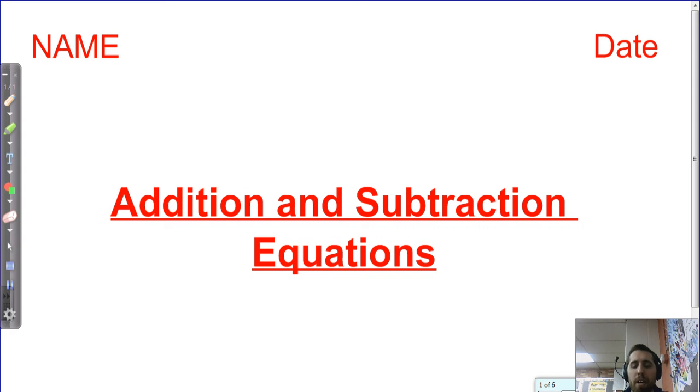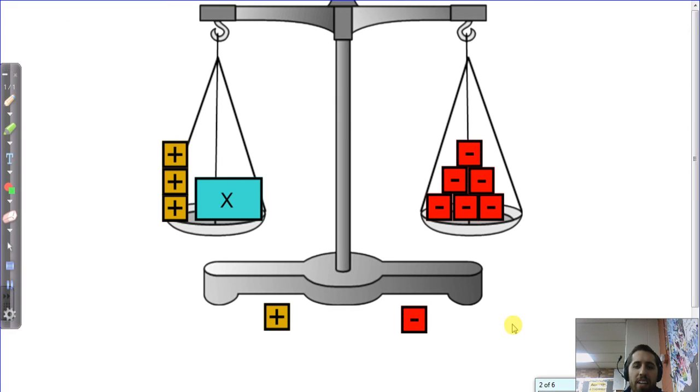Let's just talk about how we can think of equations. This is what I like to think: I like to think of scales, because with the equal sign we know that we have things that are balanced. If scales are balanced, then you have the same amount on both sides, just like in an equation. The equal sign tells us that two things are worth the same value.